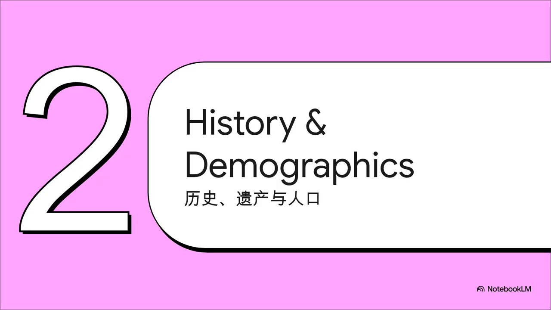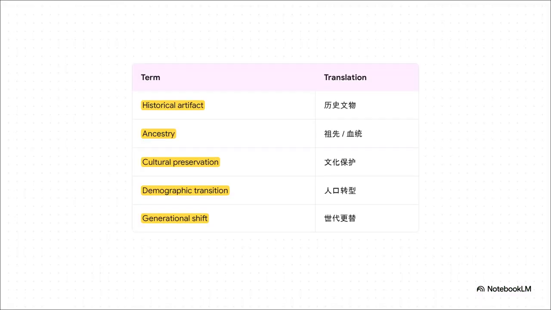All right, Module 2, History, Heritage, and Demographics. 历史、遗产与人口. So, let's shift our energy from raw numbers over to society and culture. These terms are literally the keys to unlocking complex reading passages and articulating culturally aware answers in your speaking tasks. First, historical artifact. Historical artifact, 历史文物. A really great fit for discussing museum preservation efforts in local communities.